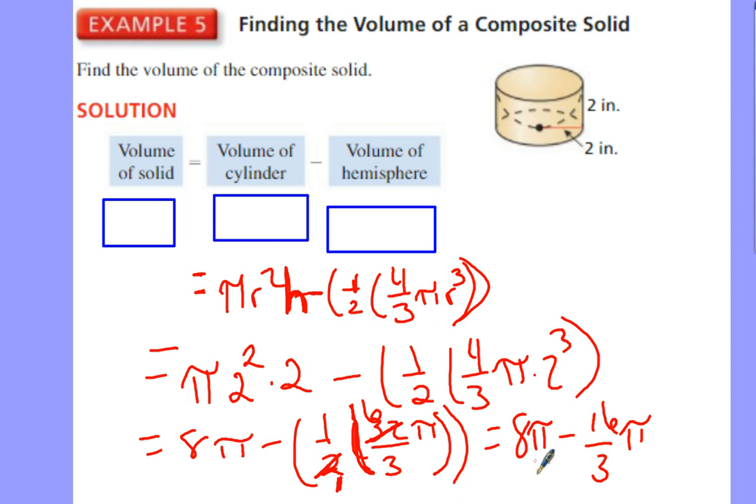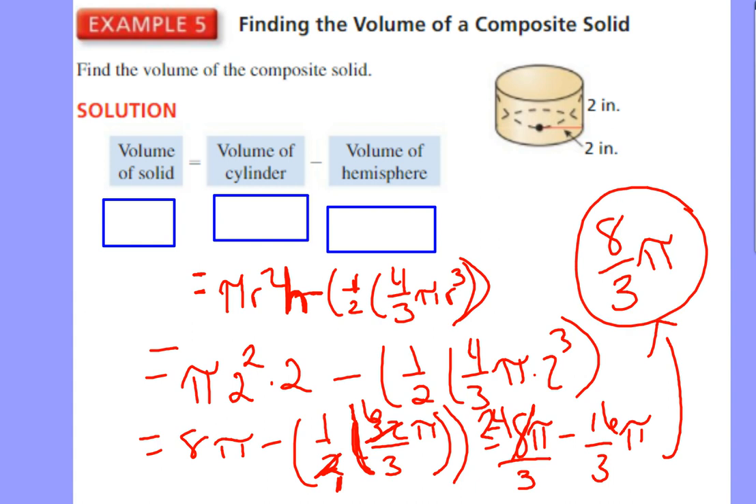Let's just keep it in terms of pi. Yes, it's going to stay as a fraction, but that's okay. So let's combine these fractions. Oh no, there's fractions. It's not going to be that bad. For our fraction here, I want to have common denominators. The 8 pi has a denominator of 1 right now, and if I multiply it by 3 on the top and the bottom, that becomes 24 over 3. So 24 minus 16 over 3 is now what we really have. 24 minus 16 is 8. So 8/3 pi would be our total volume there.